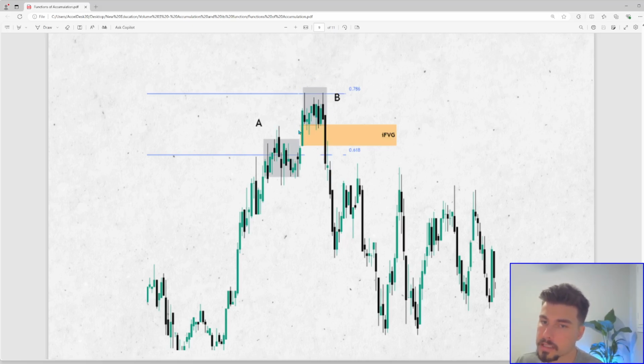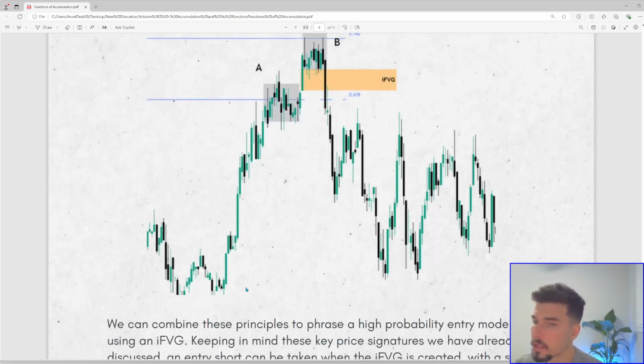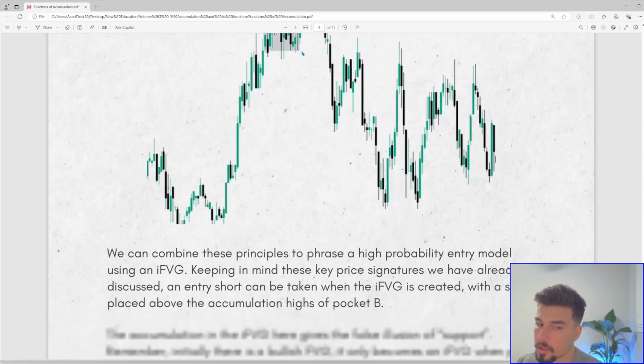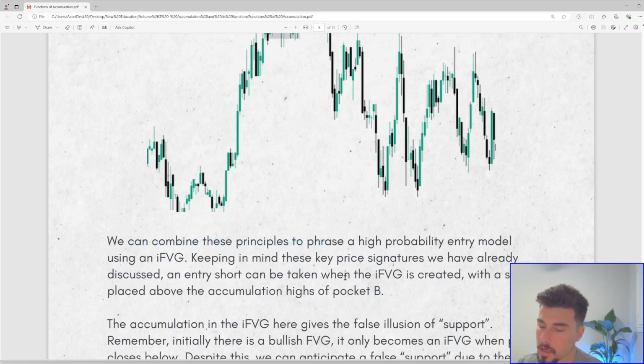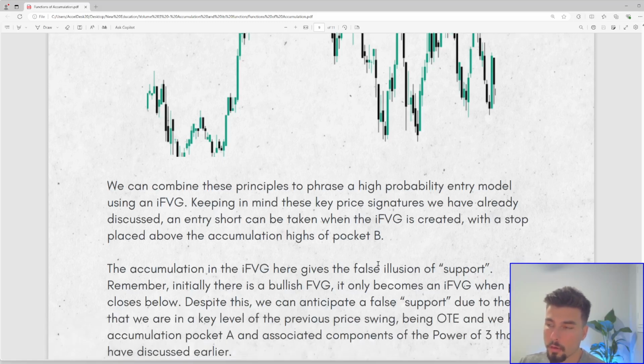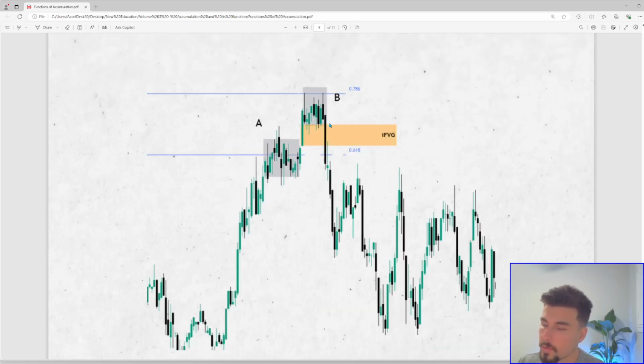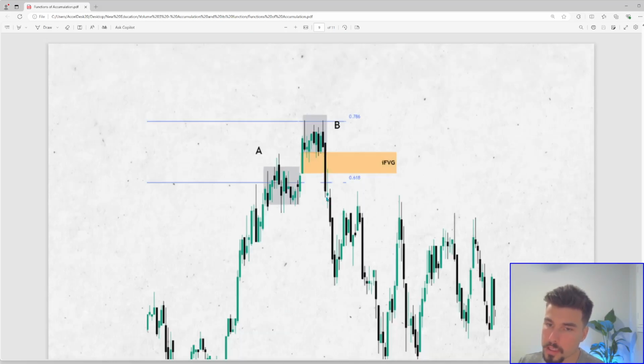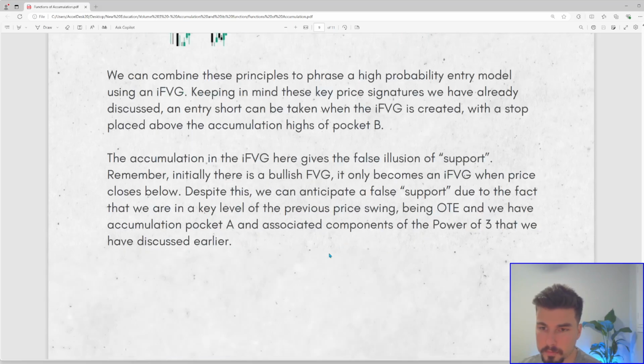Once we close past this bullish fair value gap, that's our opportunity to go short. Where do we target? Sell side liquidity or any imbalance on this previous price swing. Really, really important. So we can combine these principles to phrase a really, really high probability entry model. Keeping in mind these key price signatures, we've already discussed these, right? So an entry short can be taken when this inversion fair value gap is created, or price trades back into it here. You can consider a limit order, but price doesn't have to return to it. So it's up to you how you manage your risk and how you manage that trade.